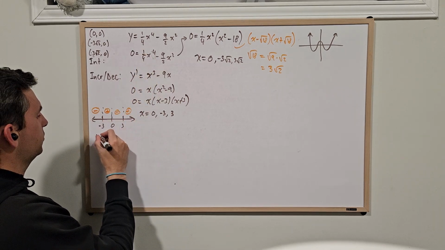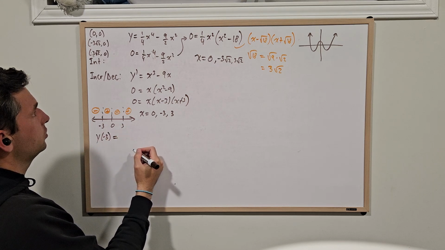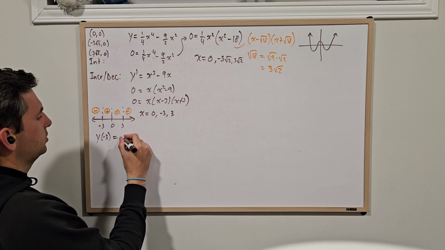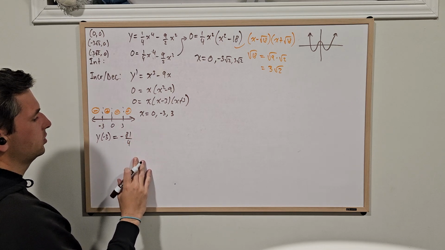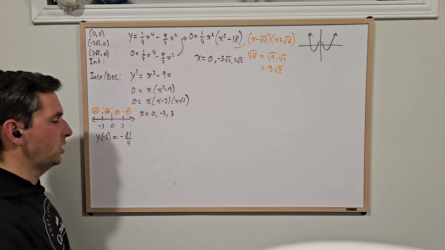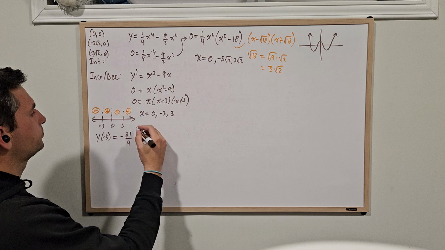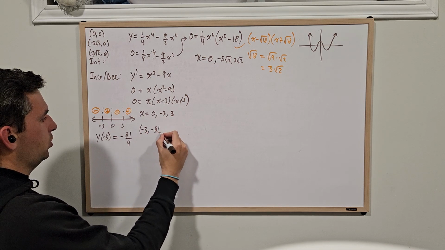If you plug in negative 3, you will see that you will get negative 81 over 4, which is going to be just over negative 20 there, okay? So we're going pretty deep into our y-axis there. So our point is going to be negative 3 and negative 81 over 4.